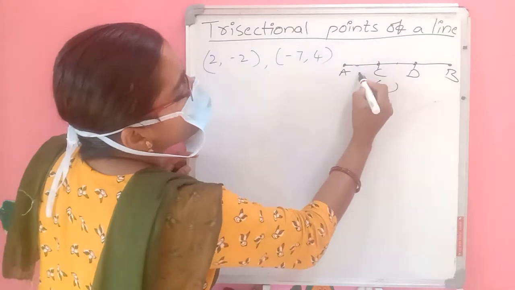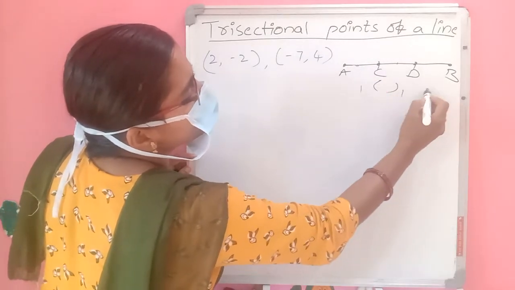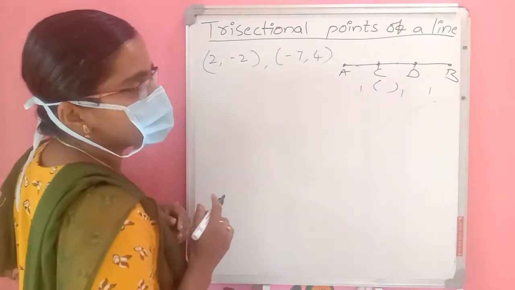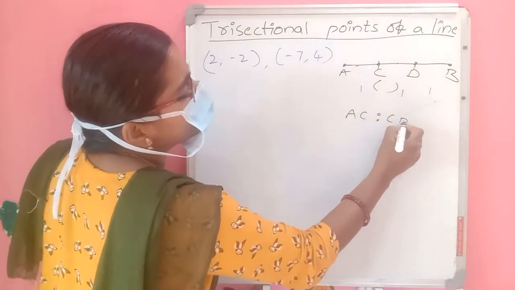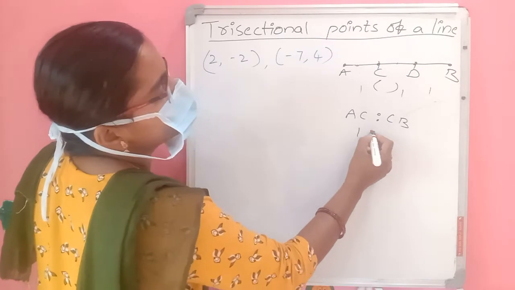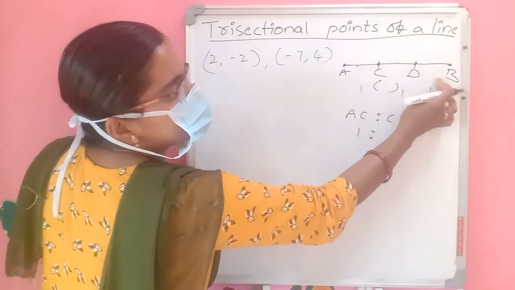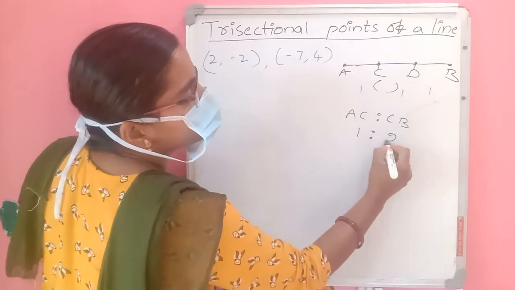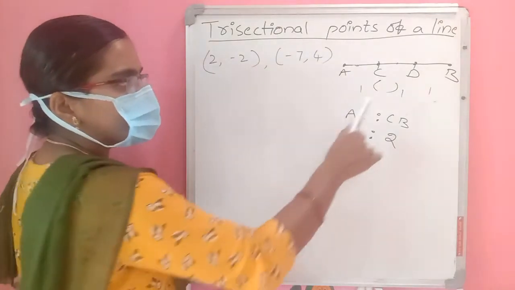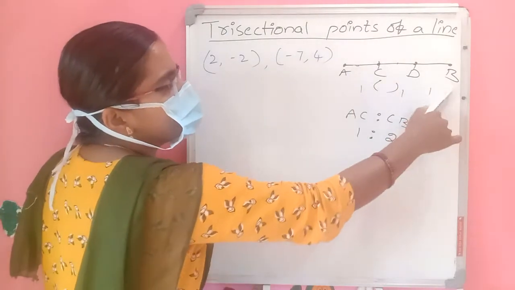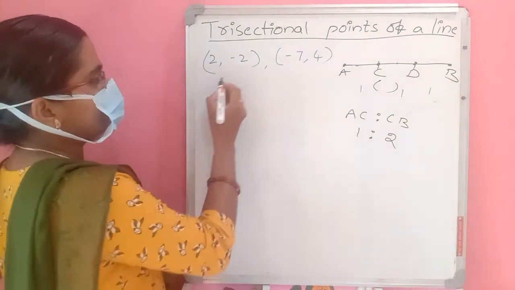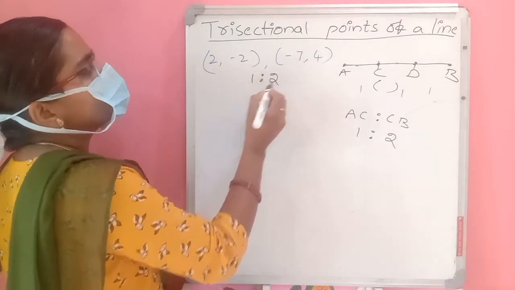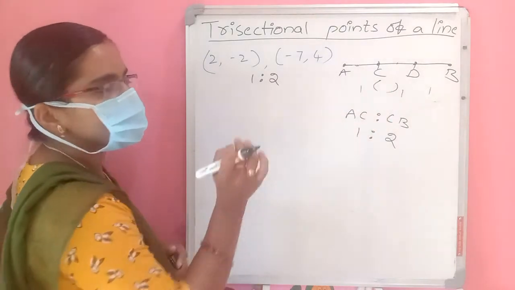The three parts are in the same ratio, 1:1:1. AC is 1, and CB means CD plus DB, which is 1 plus 1, so 2. So C divides AB in the ratio 1:2. Then we will get the point C.